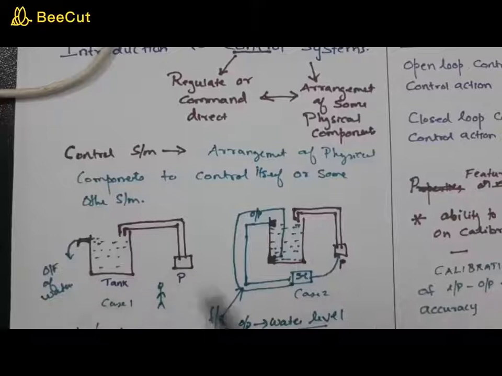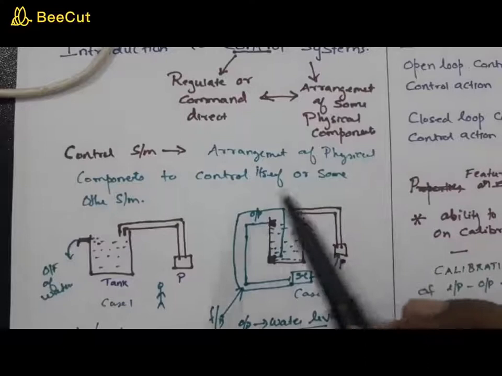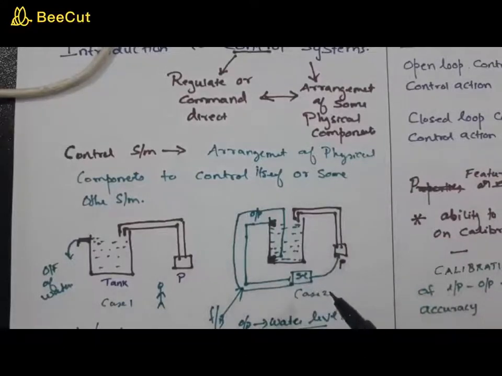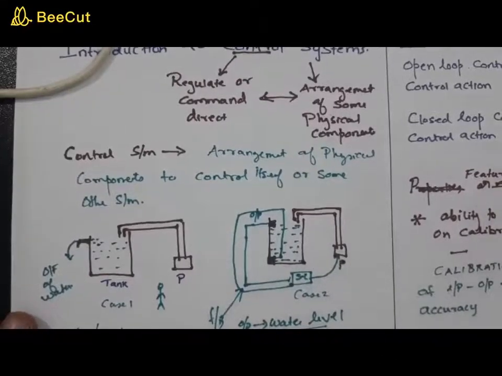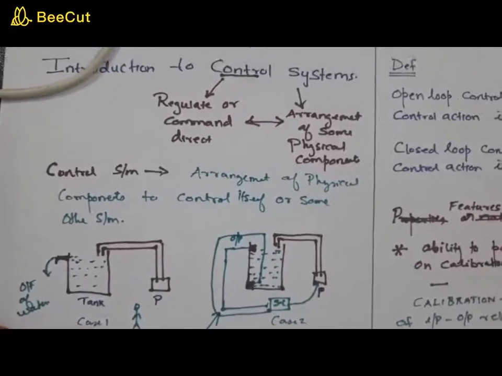You may be wondering, then what about the instability that is caused? That's what we will be studying in this course. There are methods by which we can analyze the stability of a system, and if found unstable, there are some techniques by which we can make an unstable system a stable system. All that will be dealt with in the later modules.